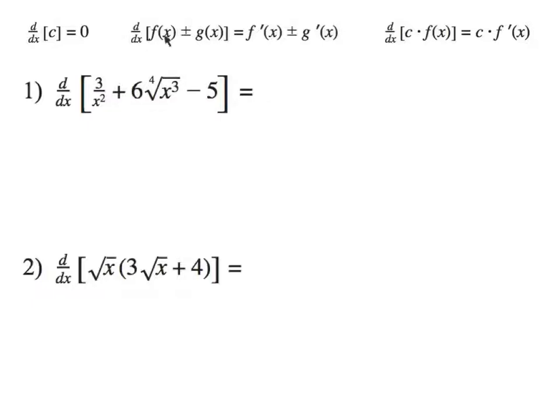Next, if we take a function, plus or minus another function, we basically are just taking each derivative one by one. The plus or minus means whatever the first piece is, take its derivative. Whatever the second piece is, take its derivative. And whatever the middle sign is, plus or minus, just leave it. So basically we're taking the derivative of each piece one by one.